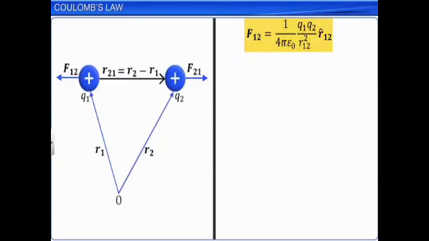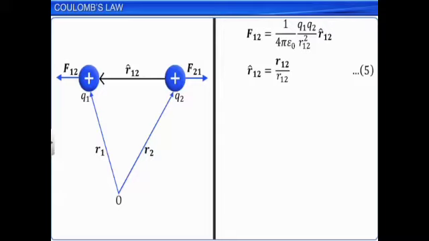If Q1 and Q2 are like charges, they repel. In this case, the product of the charges Q1 and Q2 will be positive. The unit vector R12 cap is given by equation 5. Here, the force F12 will be in the direction of the unit vector R12 cap.